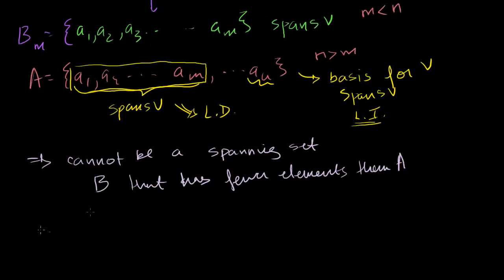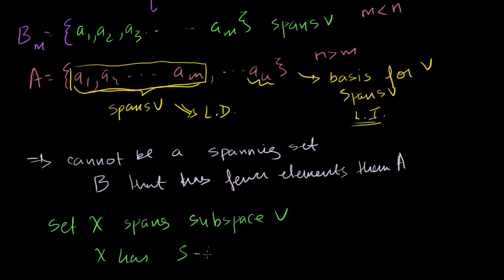And this is a pretty neat outcome, because now if I come up to you and I say, hey, I found some set X that spans the subspace, let's just call that V again, and X has 5 elements, you now know that no set that spans the subspace V can have fewer than 5 elements.